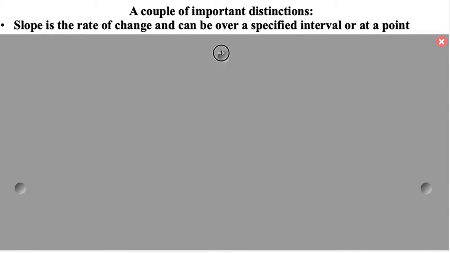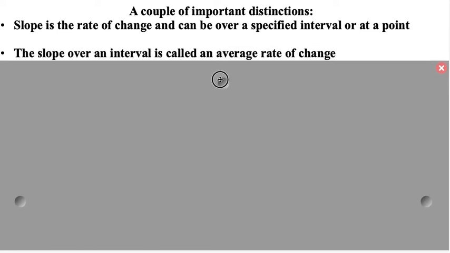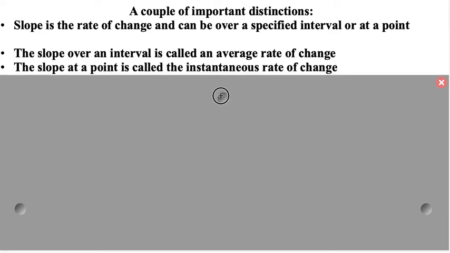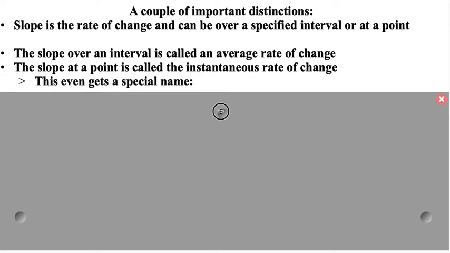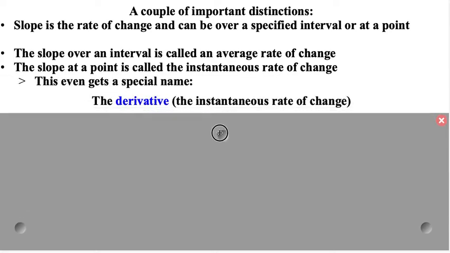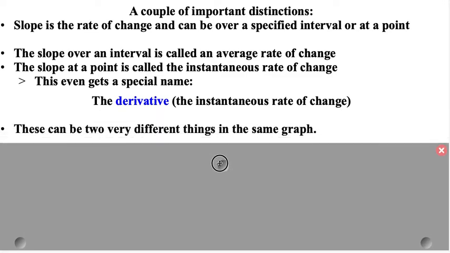So, a couple of important distinctions. Slope is the rate of change and can be over a specified interval or at a point. The slope over an interval is called an average rate of change. Slope at a point is called the instantaneous, at this instant, rate of change. This even gets a special name called the derivative, which is just code for the instantaneous rate of change. These can be two very different things in the same graph.